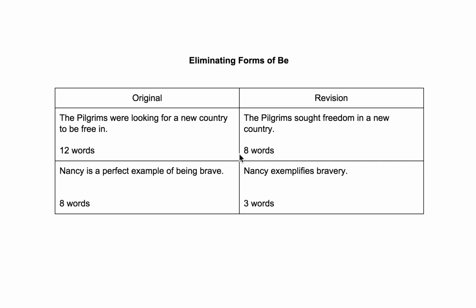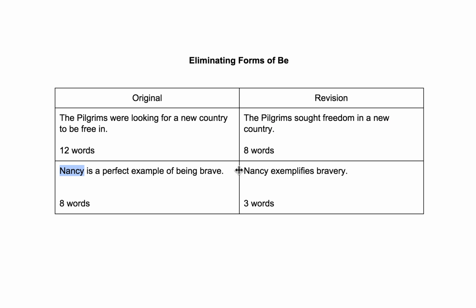Okay, today's lecture is on eliminating forms of be. Let's motivate this lecture by taking a look at a couple of sentences and their revisions. First, the Pilgrims were looking for a new country to be free in. And the revision, the Pilgrims sought freedom in a new country. The revision is much shorter and more direct.